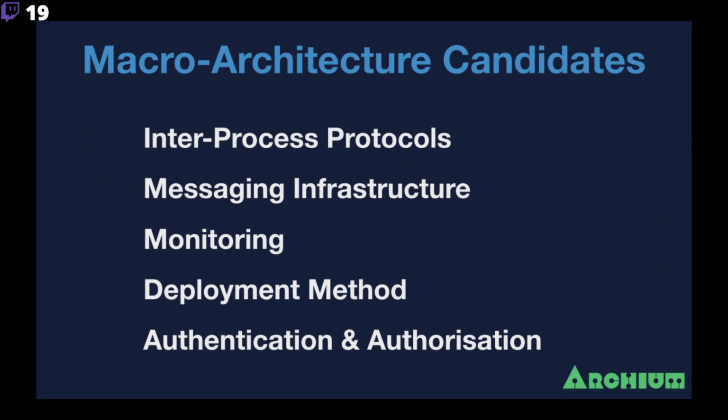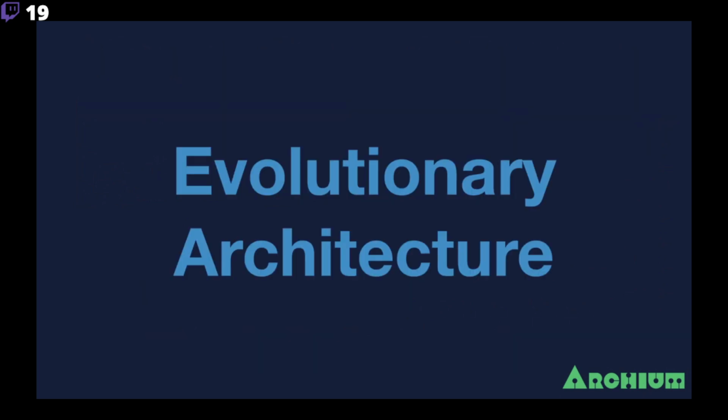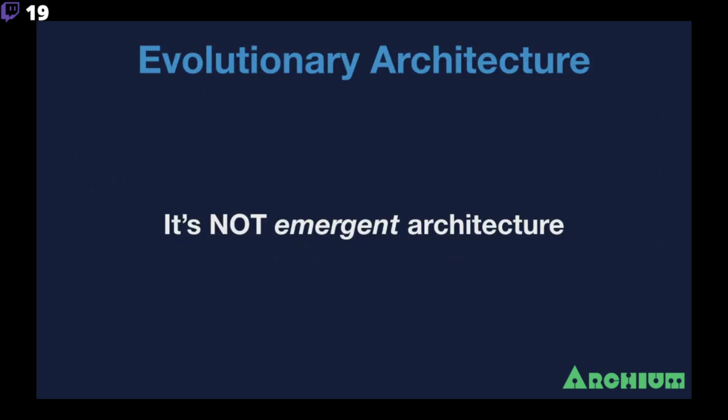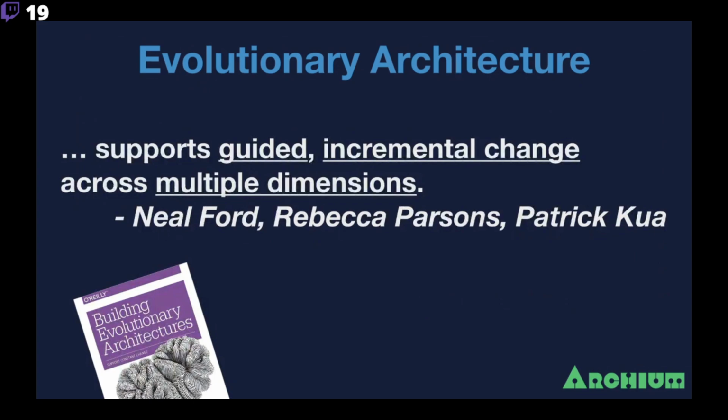I want to touch quickly on the concept of evolutionary architecture, because I dropped the word evolutionary in the title. I thought I should explain it. Importantly, it's not just emergent architecture. It's not the idea that we'll just start coding and some kind of architecture will magically appear and hopefully it's good. Instead, it's very well documented ideas from this book, Building Evolutionary Architectures, by a bunch of people at ThoughtWorks.